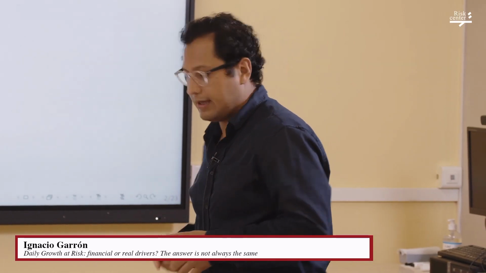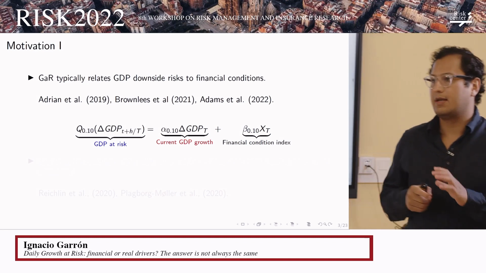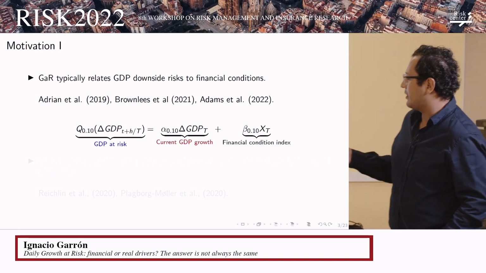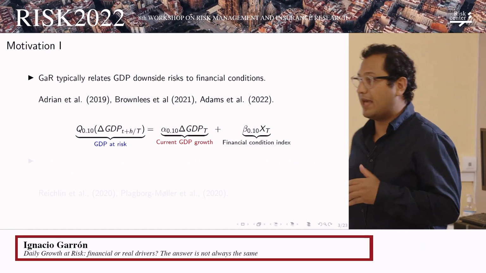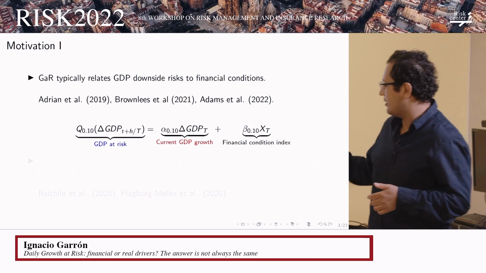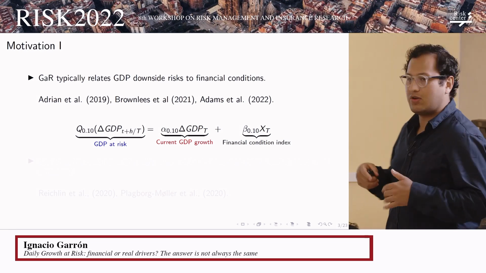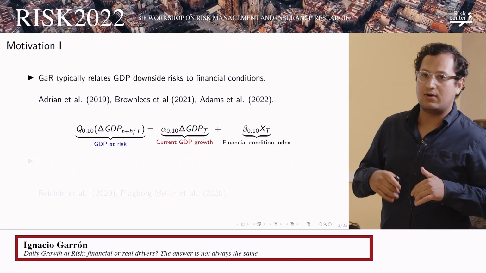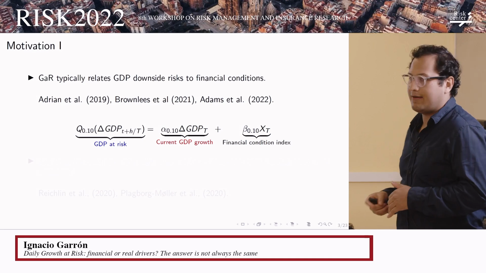This will be the table of contents of the presentation. I will start with the motivation. For those who do not know, growth at risk is the term pioneered by Adrian 2019, which is the measure of the 10% quantile or 50% conditional quantile of the GDP growth distribution, which is conditioned on the lagged value of current GDP growth and a financial conditions index.